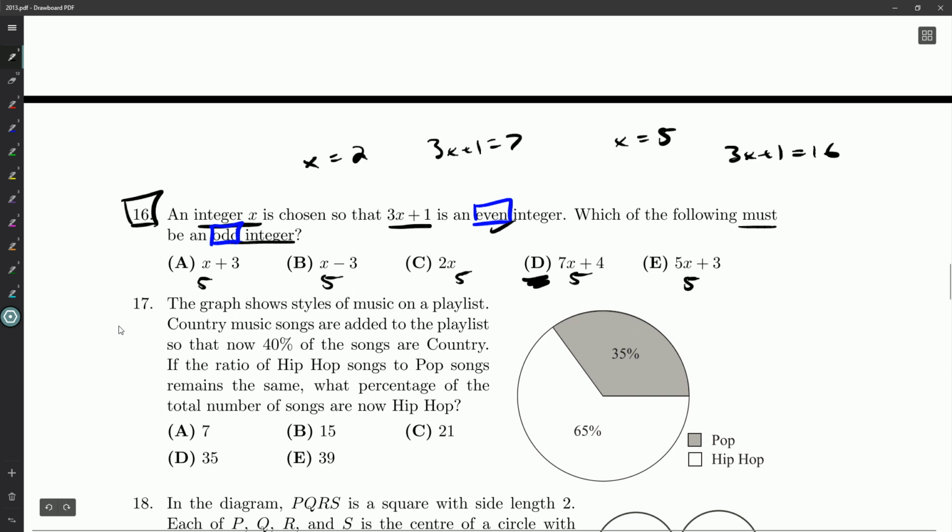But let's try to approach it without just picking an x that happens to work. Let's try to understand this on the level of parity, and parity is just a fancy word for odd and even. Now, if 3x plus 1 is even, what do we know about even and odd numbers? If you take an even number and add an odd number or subtract an odd number, the result will be odd. So 3x would be an even number minus 1, and that's going to be an odd number.